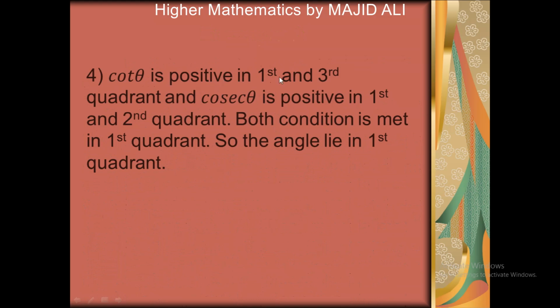And here is part 4. Cos theta is positive in the first and fourth quadrants and cosecant is positive in the first and second. So by intersecting both conditions, we know that the given condition is satisfied for the first quadrant, because intersecting both first and fourth and first and second, we get only the first quadrant.